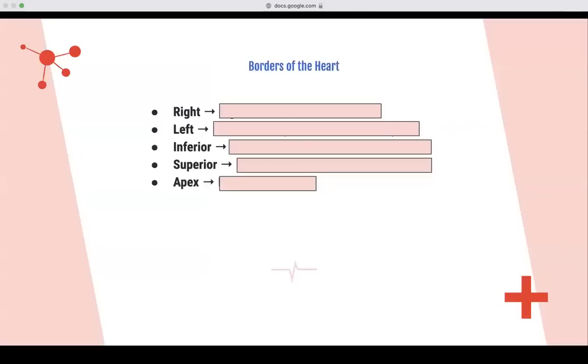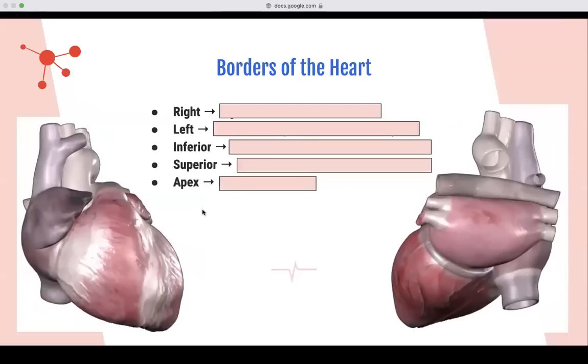Now these are the borders of the heart. I put in animations for you. So who can guess the right border? You guys should know this by now. The right border of the heart, what is it? You need to answer in less than a minute. Your OSPE stations will be much shorter than this. In terms of costal cartilages, or rather, what forms the right border of the heart?